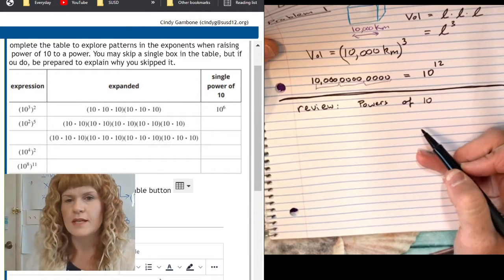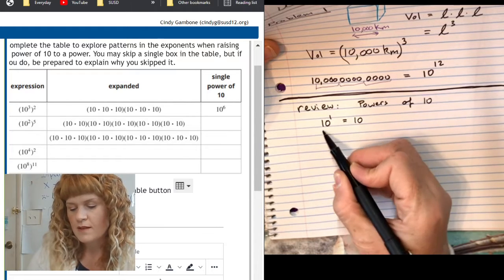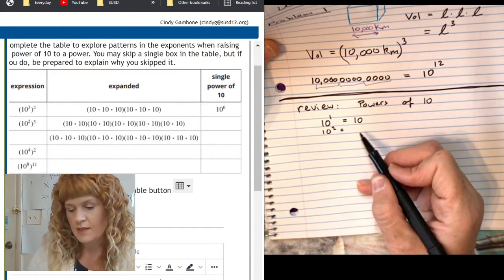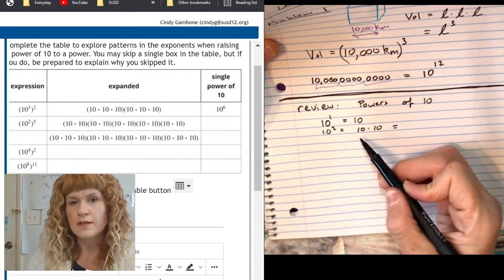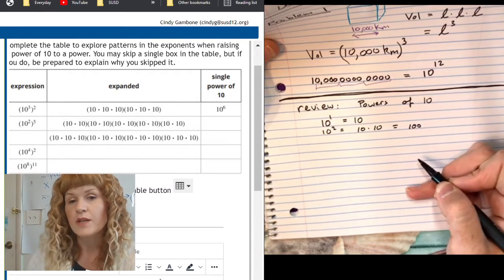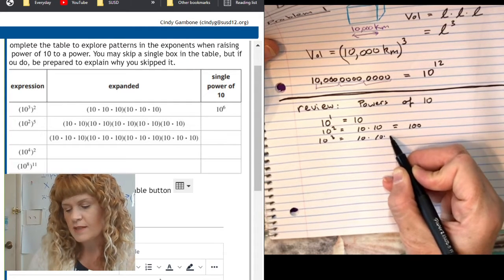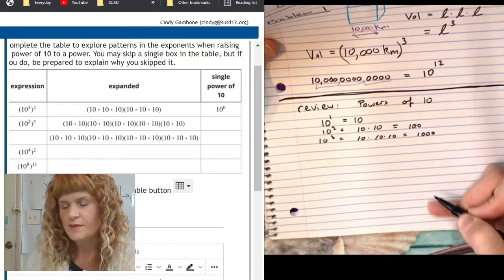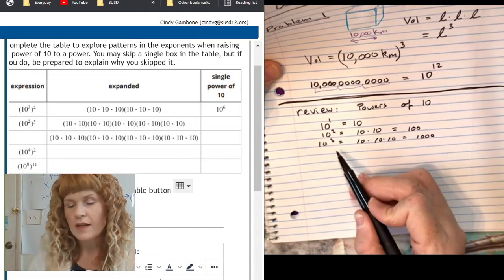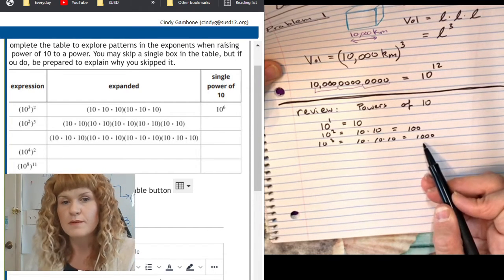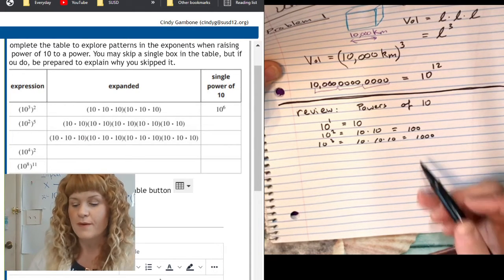powers of 10. Okay, so 10 to the first power, that equals 10. 10 to the second power is, and you remember, right? 10 times 10? Because 10 squared is equal to 10 times 10, and that is 100. 10 to the third power is 10 times 10 times 10. That equals 1,000. And we start to notice this pattern that the exponent is equal to how many zeros there will be when we're dealing with powers of 10, not other bases, but for tens.